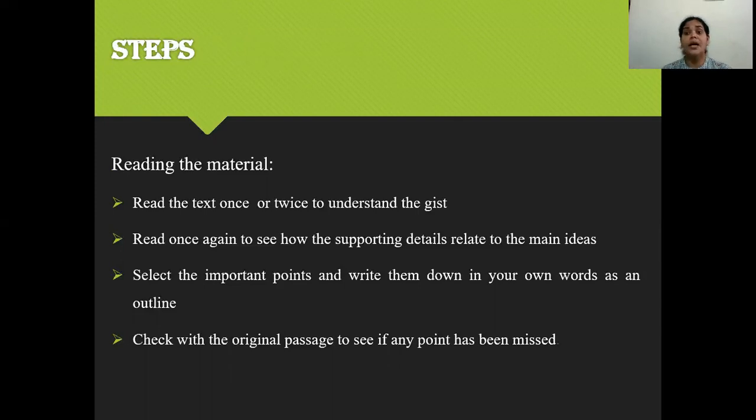What are the main ideas? What ideas do I need to include? What can I leave out, the irrelevant details? Write down those main ideas in your own words, and then check: did you miss any main idea? So these are the steps which you should follow. What is the gist? What are the main ideas? Write them in your own words and cross-check with the original text.